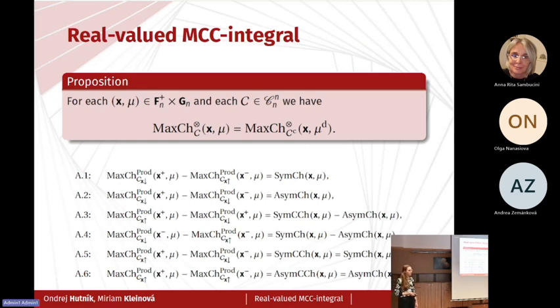Back to product-based methods, the functionals in the first boxes are the symmetric Choquet integral, respectively. We have various expressions for the symmetric Choquet integral. In the second boxes, we have the asymmetric Choquet integral. In the fifth, the complementary symmetric, and in the sixth, the asymmetric complementary Choquet integral. Functionals in the third and fourth boxes are some combination of these well-known functionals.